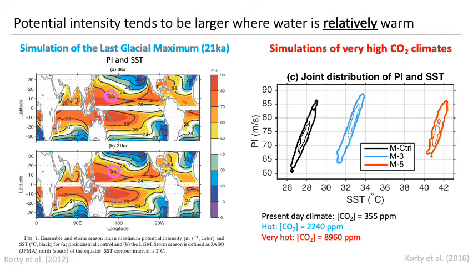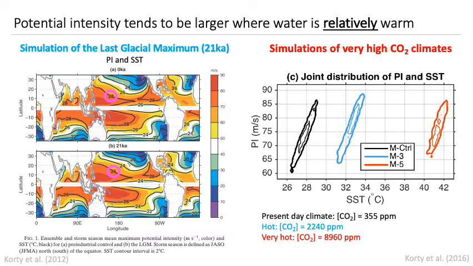The black curves are a present day climate, and the blue curves are a hot climate with CO2 concentrations something like 8 times what they are today. And then the red curves are a very hot climate where the CO2 concentrations are something like 20 times what they are today.